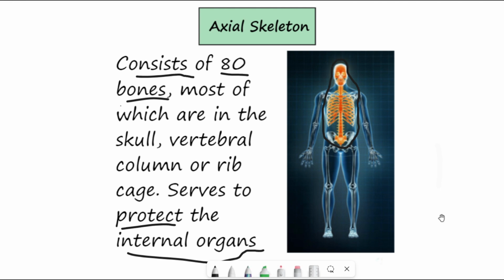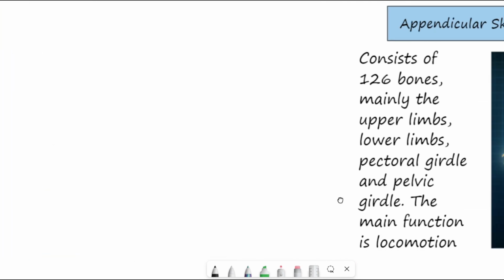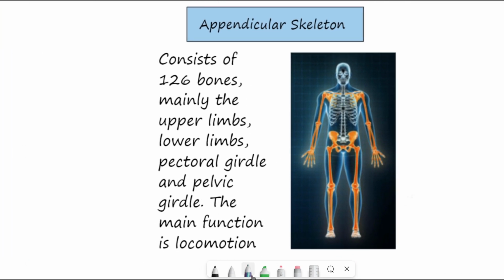In contrast to that, you have your appendicular skeleton, which consists of 126 bones, mainly the upper limbs, lower limbs, and the pectoral and pelvic girdles. And the main function of these bones is locomotion. You know, this makes sense. When you have your upper limbs and lower limbs, that's where most of your movement comes from.